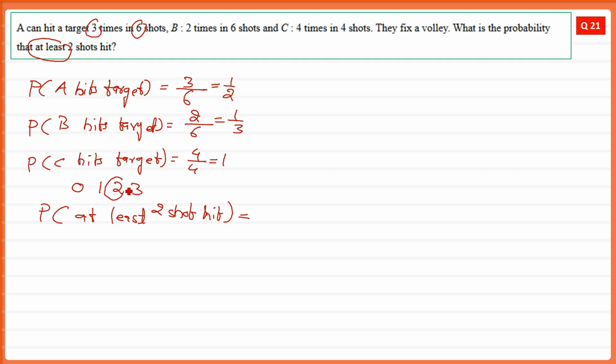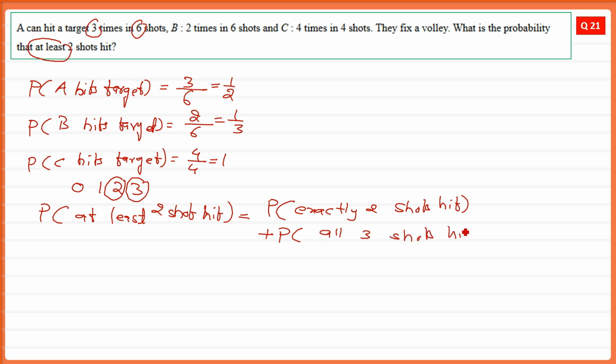This means we'll take 2 separate probabilities and we'll add them in order to get the at least 2 shots hit. So the probability of exactly 2 shots hit, and along with this, the probability of all the 3 hitting. Exactly 2 shots hit is the one probability. We have to add it with all the 3 shots being hit to get the probability of at least 2 shots being hit.